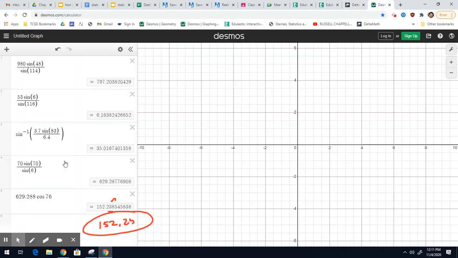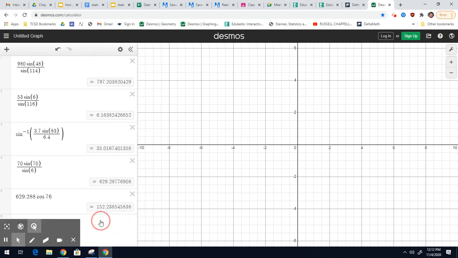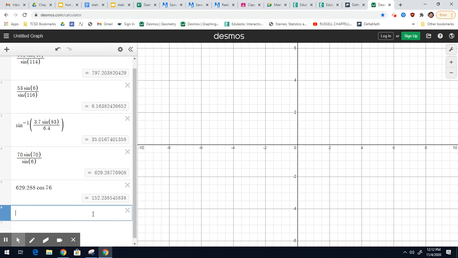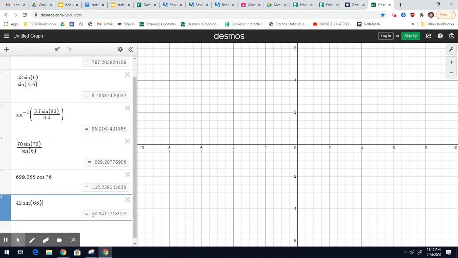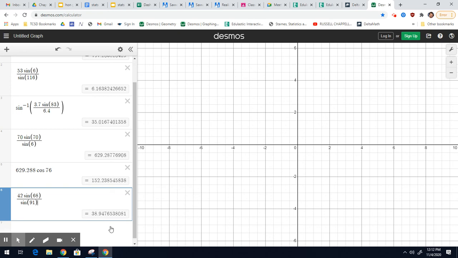So let me go into graphing calculator. I'm going to assume it's still in degrees. I'm going to hope it is. I didn't touch it. Did you? So we have 42 sine of 68 degrees divided by the sine of 91 degrees. And I got a side length of 38.9476. Let's go ahead and round this to 38.948.